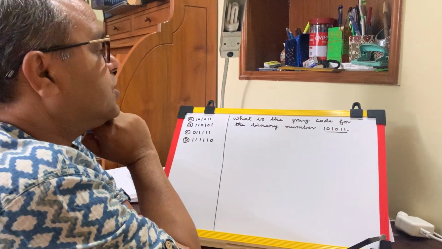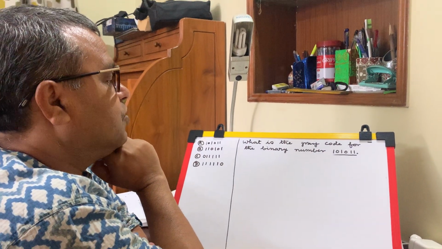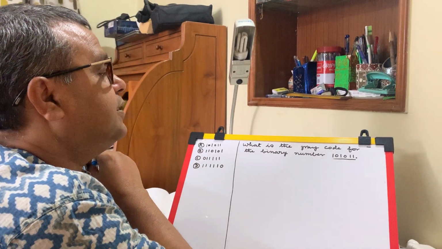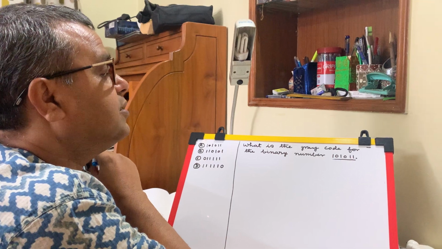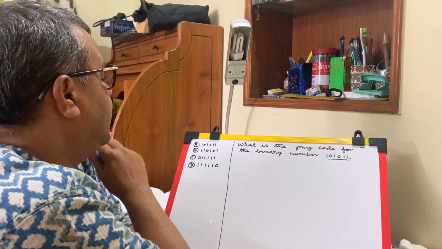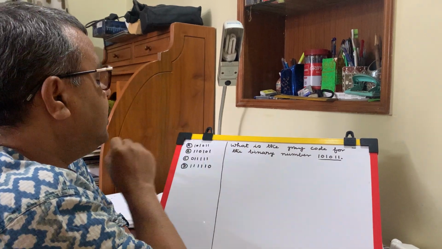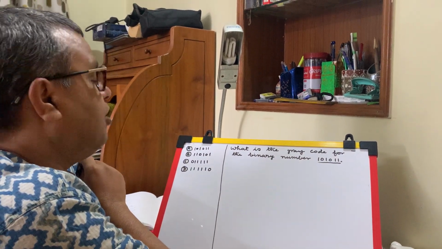Let me repeat the question first. The question is, what is the gray code for the binary number 101011, and there are 4 options given. We have to find out which is the correct option.